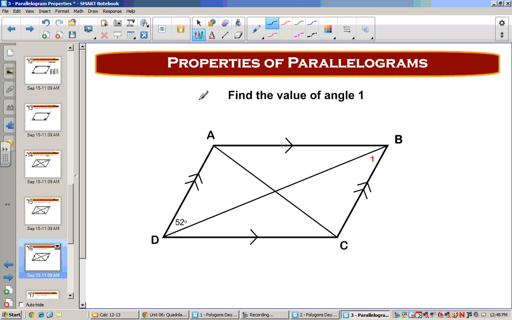Now we're going to find some. So if this is 52, how can we find angle 1? Well, these two are going to be alternate interior angles, so they have to be congruent. So 1 has to be 52 degrees.